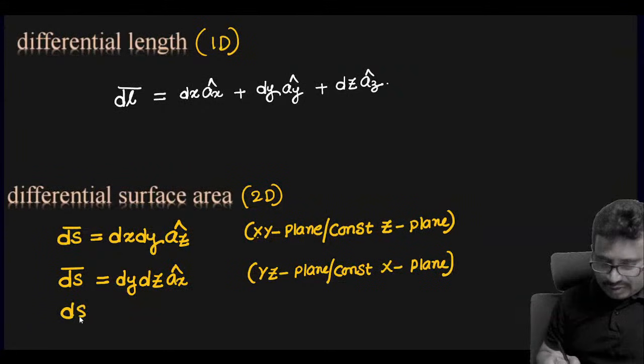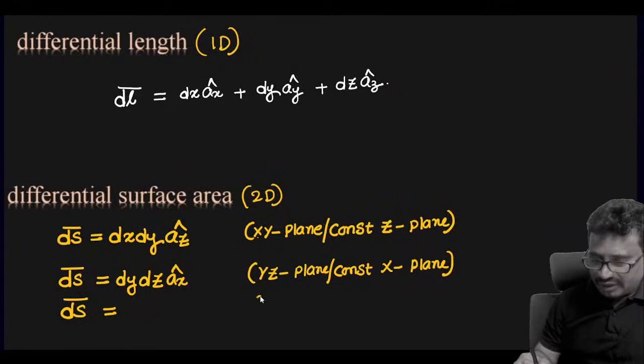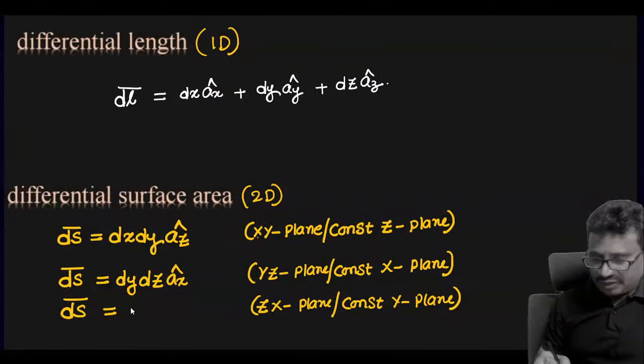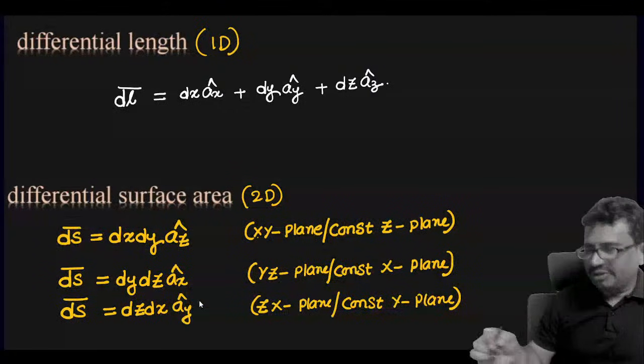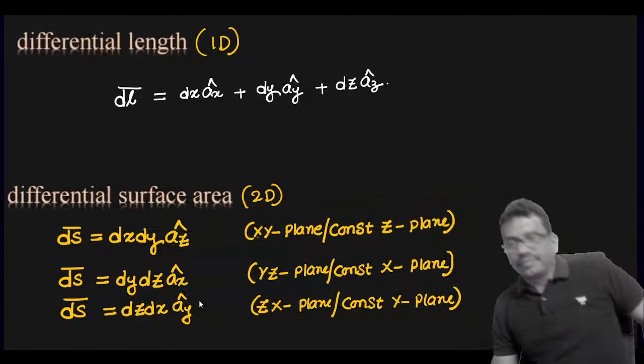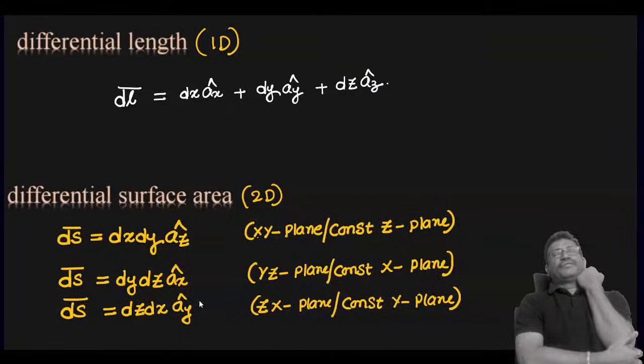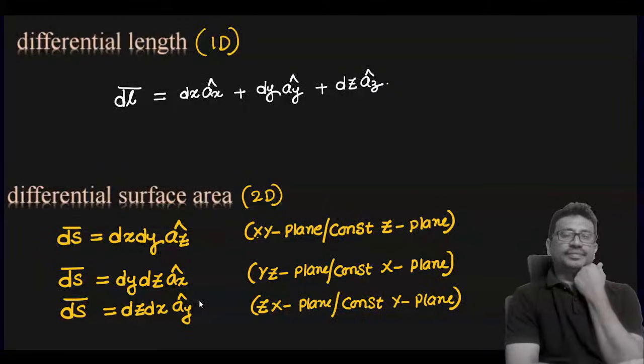Next, you can tell me ds in the case of the zx plane. ZX plane, which I can also call as what? Tell me now, constant y plane. So what we can write here is dz and dx, and the direction is what? Tell me now, ay cap. This is the differential surface area.